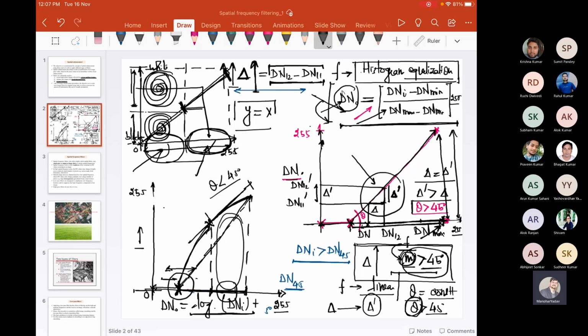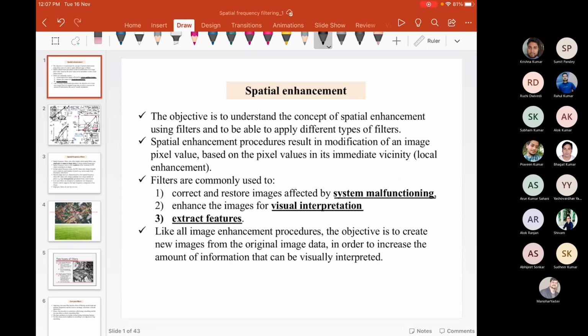They are used to spatially enhance the image. In the further sections, the objective is to understand how spatial enhancement can be performed using filters, and what the different types of filters are. Spatial enhancement is a procedure through which the image digital number is modified based on the pixels in its immediate vicinity.